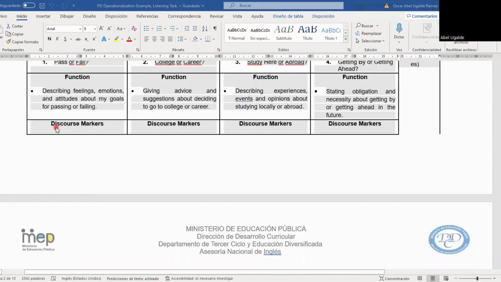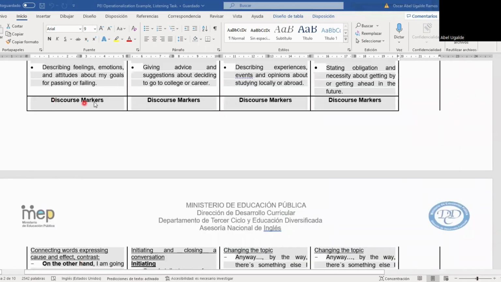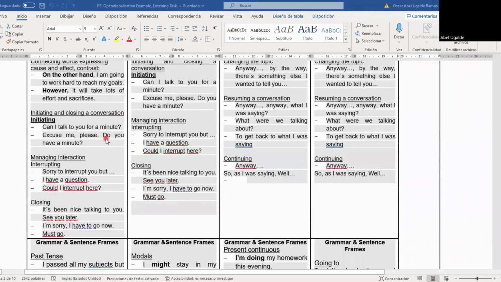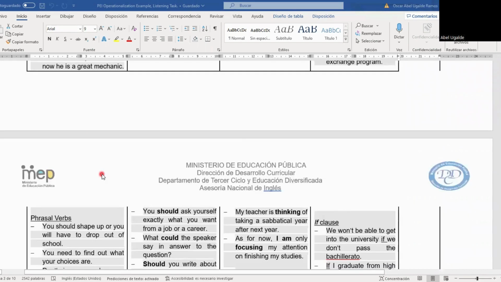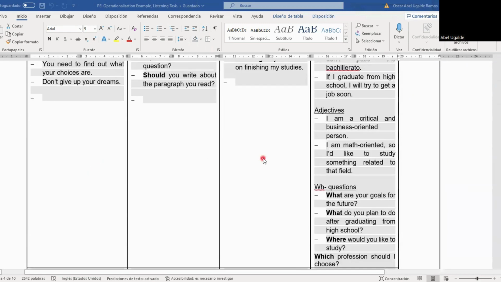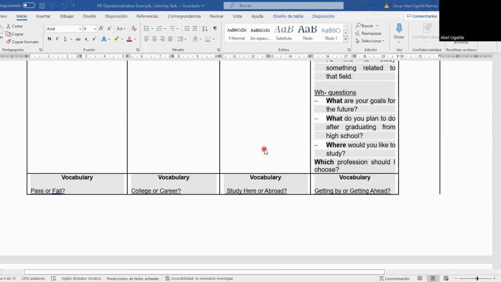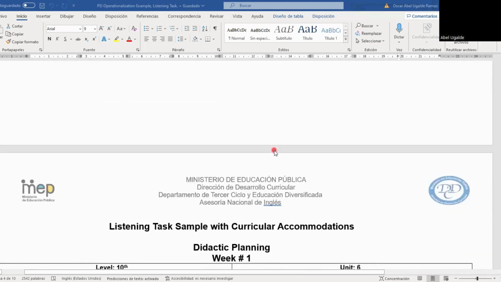All of the remaining components that we have down here, for example, these discourse markers, we also have grammar and sentence frames, we also have the vocabulary. All of those are the vehicles to take students from 0 to 1, to take students to develop those abilities.